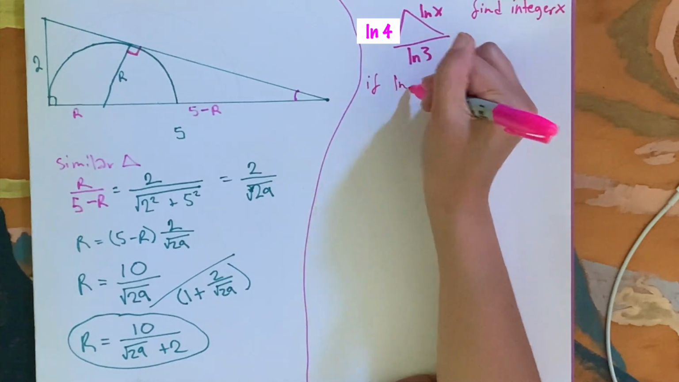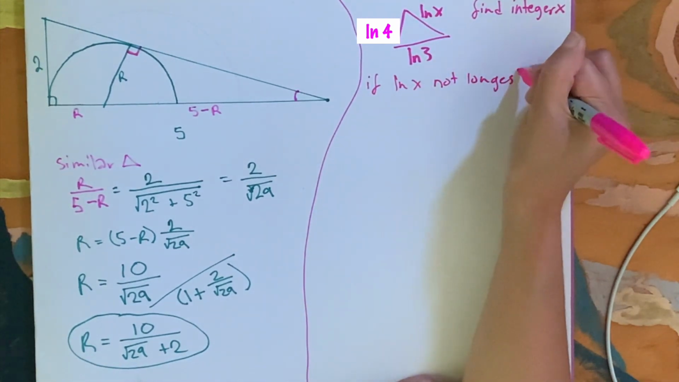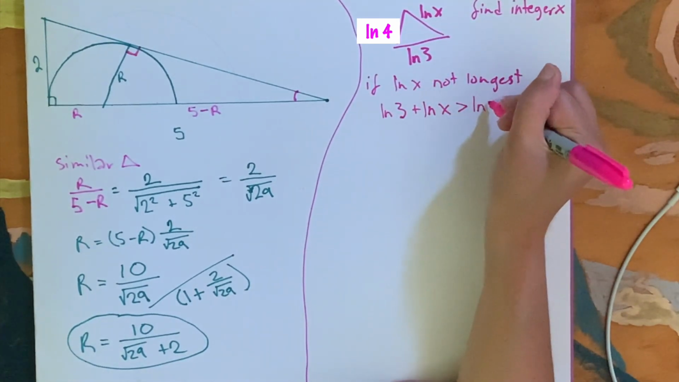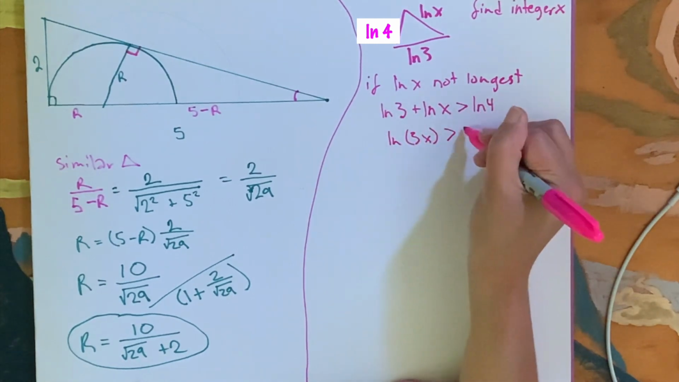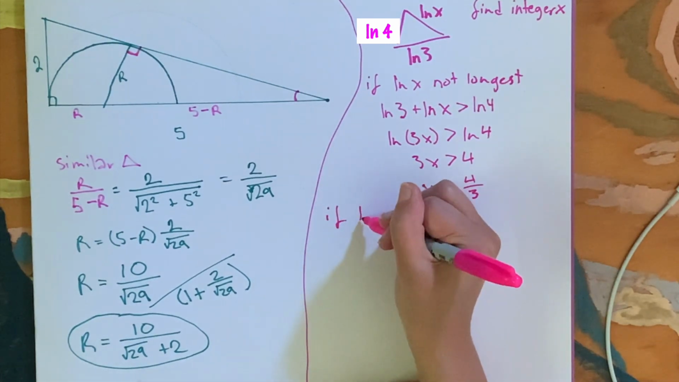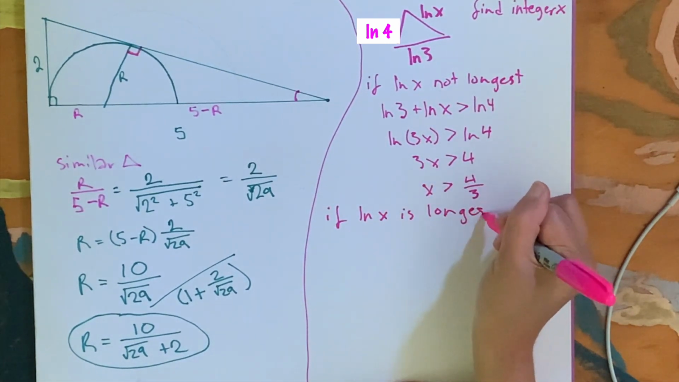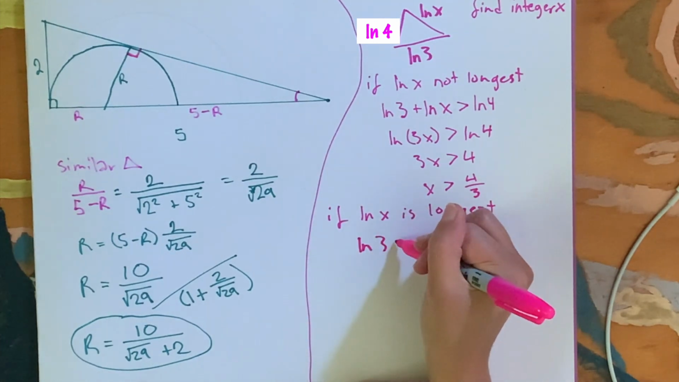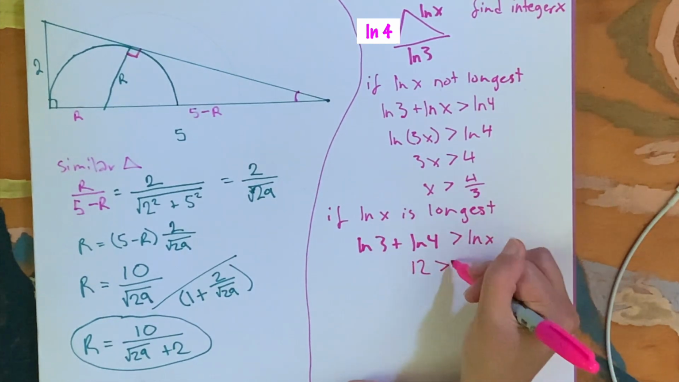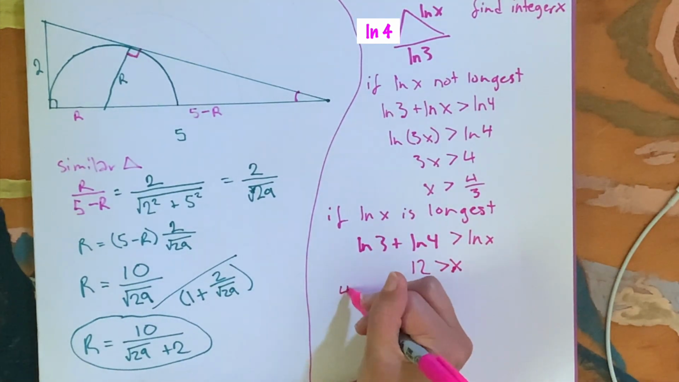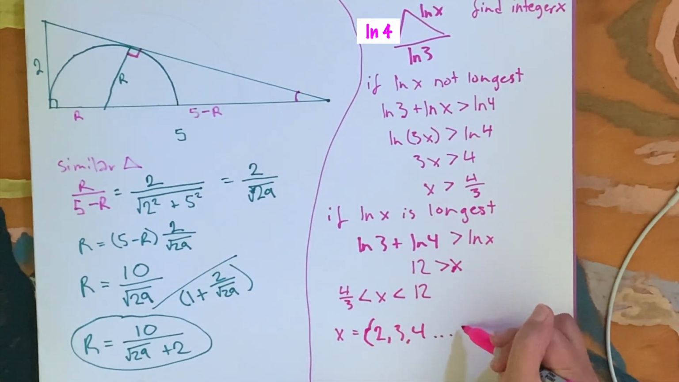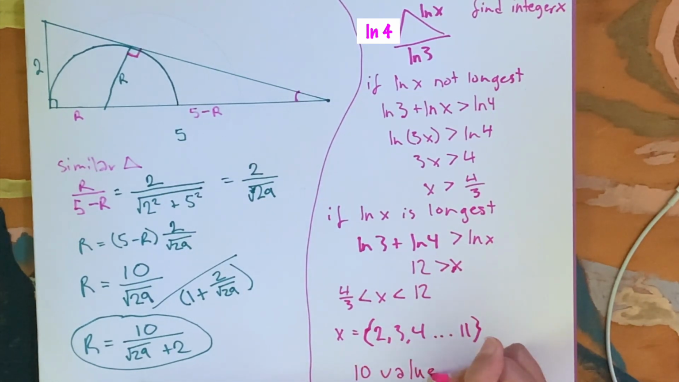First, we can assume that lnx is not the longest side, in which case ln4 is. And with some log rules and a little bit of algebra, we can see that x has to be at least 4/3. Note that this is when x is not the longest, so this is the smallest possible value of x ever. The other case would be when lnx is the longest side, in which case the other two sides have to add up to being larger than it. Again, we can do a little bit of algebra, and we see that x has to be less than 12. So, with values of x between 4/3 and 12, x can equal 2, 3, 4, anything up to 11, which is a total of 10 separate values.